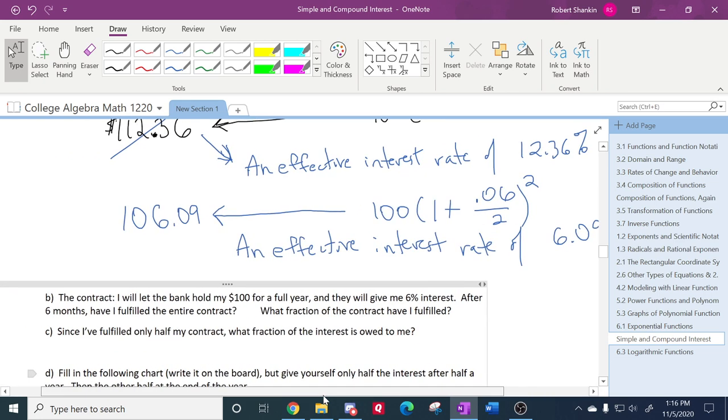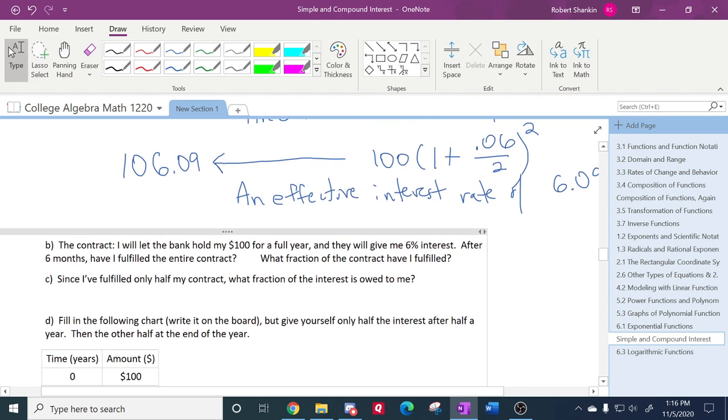I will let the bank hold my $100 for a full year, and they will give me 6% interest. After 6 months, have I fulfilled the entire contract? Well, no. What fraction of the contract have I fulfilled? Well, I only let them have the money for half the year, so I've only fulfilled half my contract. Since I've only fulfilled half my contract, what fraction of the interest is owed to me? Half of it.